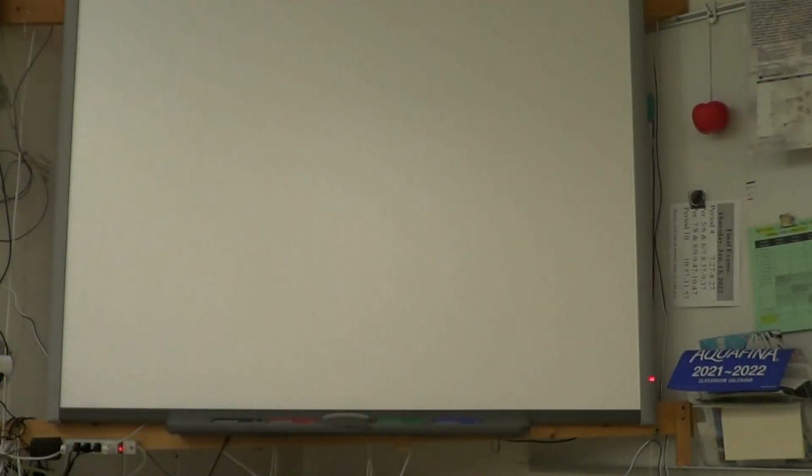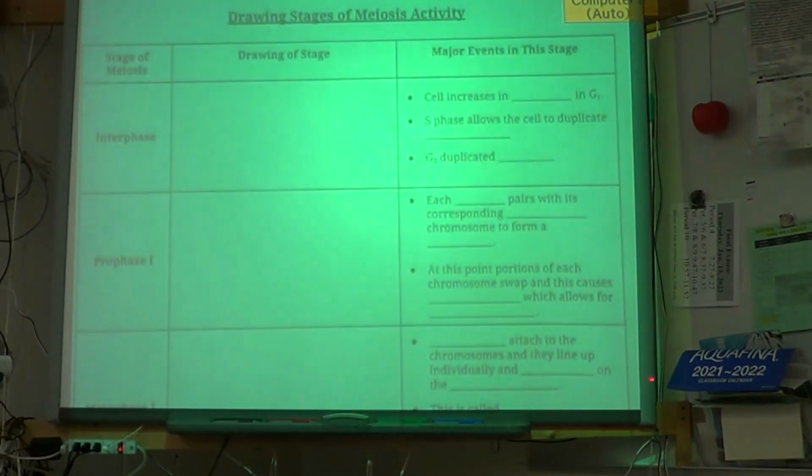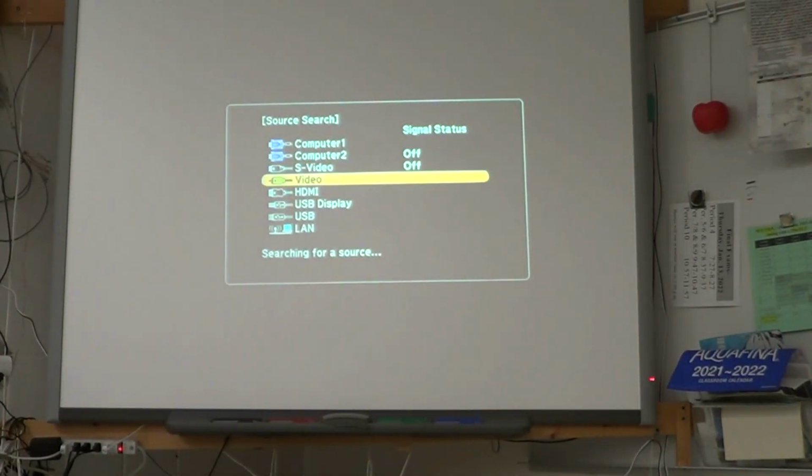I'll show it to you because I think it does a nice job of modeling things. So we used to do an activity, last year we didn't do it because of COVID, this year we kind of didn't do it because of COVID and time.